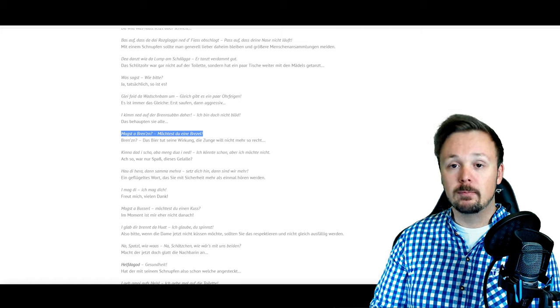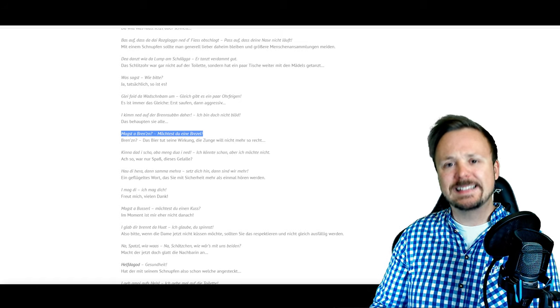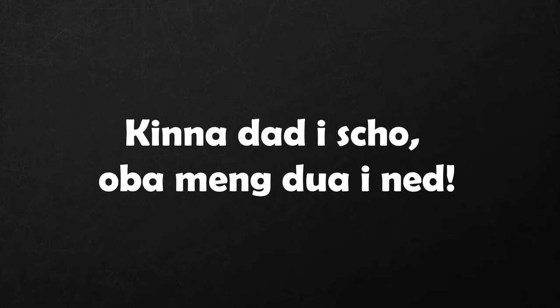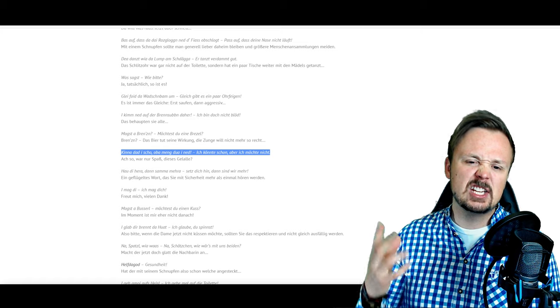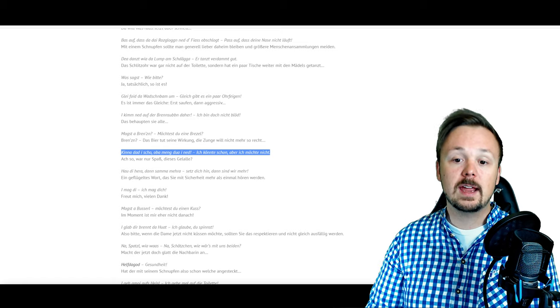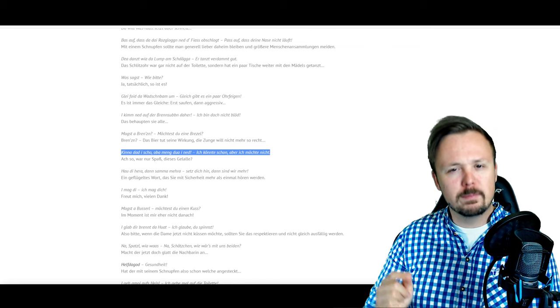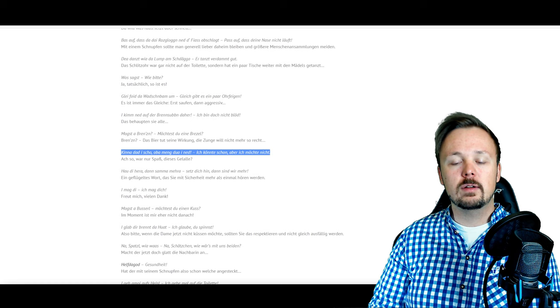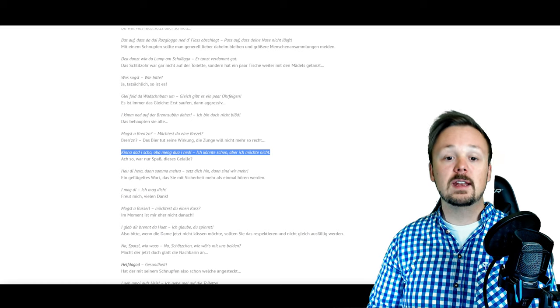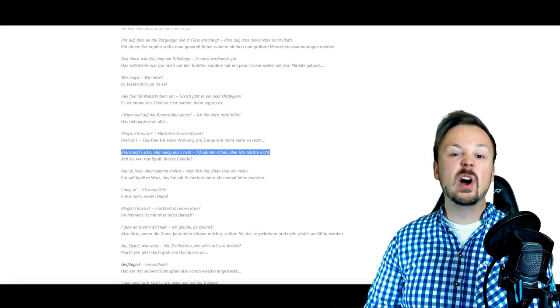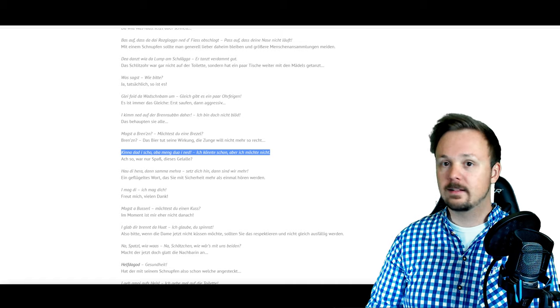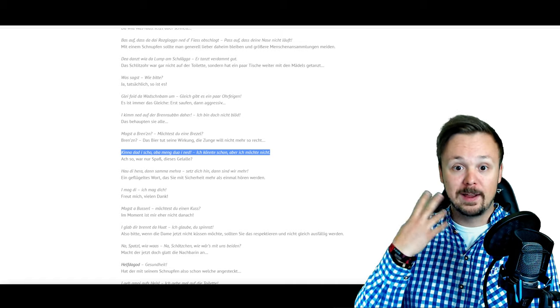Next up, morgst du Brezen? Möchtest du eine Brezel? Would you like a pretzel? And here we got Kinaradi Scho Obermeng du Inet. It sounds like Klingon or something like that, or some completely foreign language. Okay. After reading it a couple of times, I kind of knew what it meant, and it means like ich könnte schon, aber ich möchte nicht, meaning I could, but I don't want to. Sounds very strange though to my northern German ears.